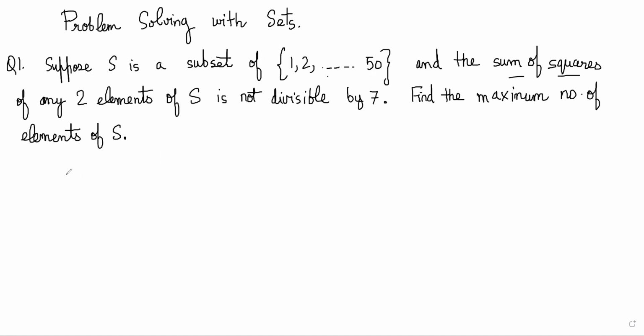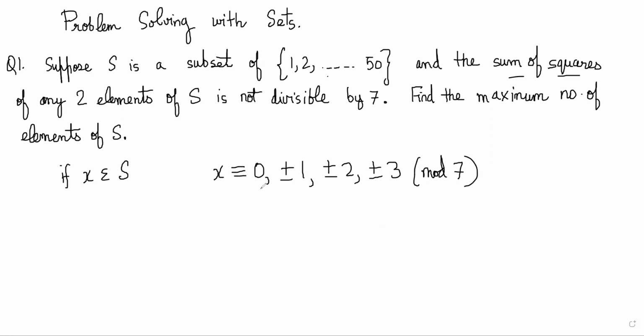So let's think, if X belongs to S, then X can obviously have these possible residues with 7. So X can be basically 0 or plus minus 1, plus minus 2, plus minus 3 mod 7, right? So basically, what is the meaning of this? That when you divide X by 7, you can have these remainders 0, 1, 2, 3, minus 1, minus 2, minus 3. Minus 1 basically corresponds to 6 mod 7, minus 2 is 5 mod 7, and minus 3 is 4 mod 7. So this covers all the possible residues or remainders that we get when we divide X by 7, right?